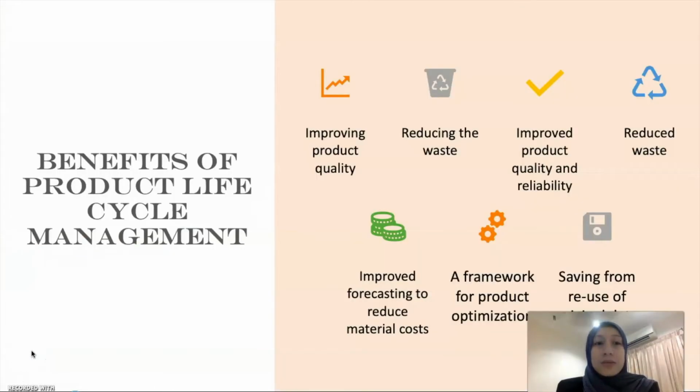So, these are the benefits of product lifecycle management. The first one is improving product quality. The second one is reducing waste. Third, improve product quality and reliability. Next, reduce waste also. And after that, saving from reuse of original data, followed by a framework for product optimization. The last one, improved forecasting to reduce material costs.